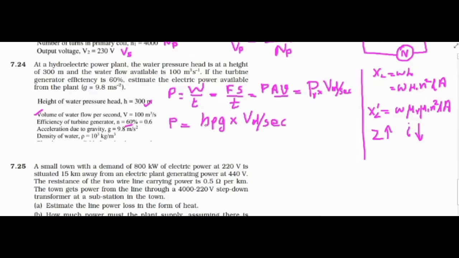Then out of this much power, only 60% is converted to electrical power. Therefore, the electrical power produced PE is equal to 60% of P. So first you find the value of P here, then find its 60% so that you can find the electric power produced.